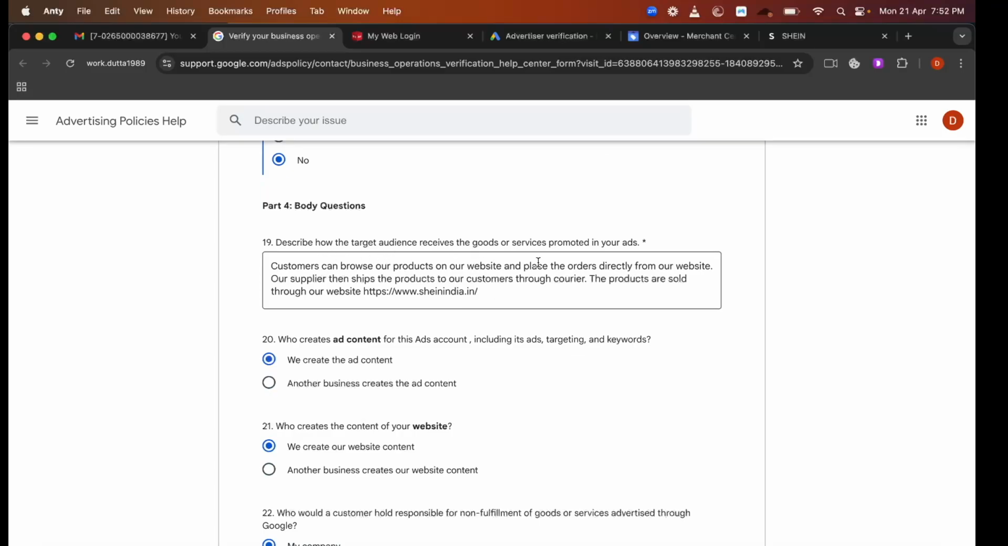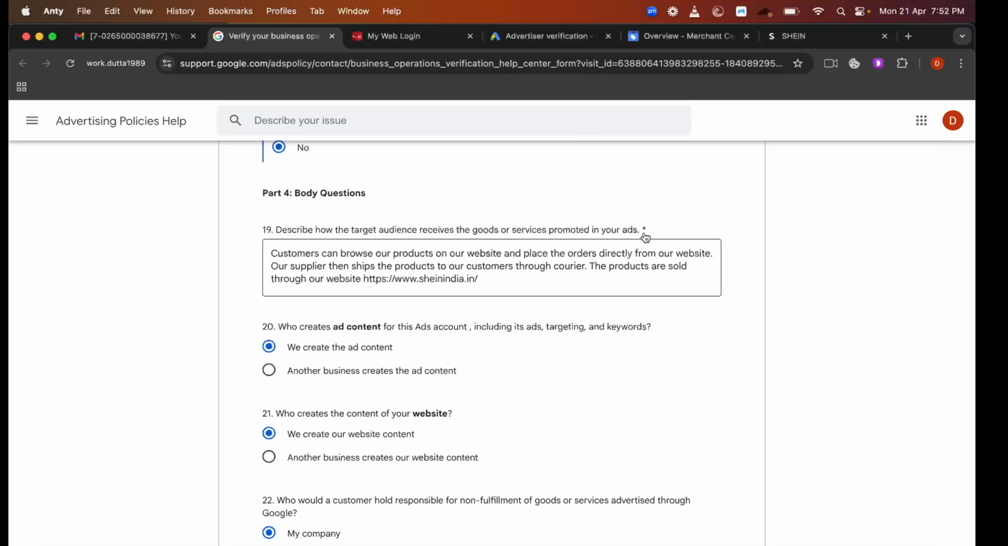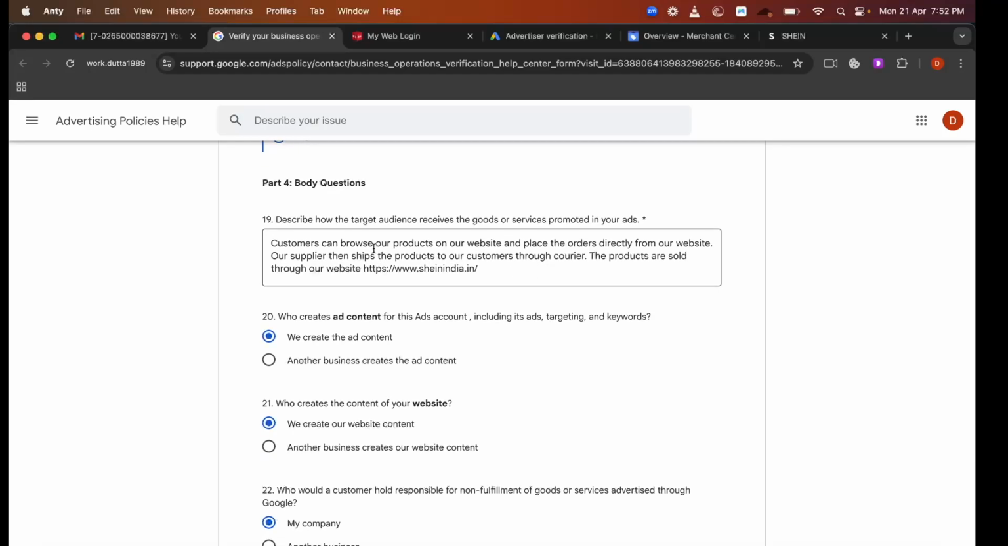Then this is related to your business operations again. Describe how the target audience receives the goods or services promoted in your ads. You have to be very transparent about your business model. Don't think that if you write that we ship the product ourselves, Google won't be able to detect it. Please don't do that. You mention here that customers can browse our products on our website and place orders directly from our website. Our supplier then ships the products to our customers through courier. The products are sold through our website shineindia.in.